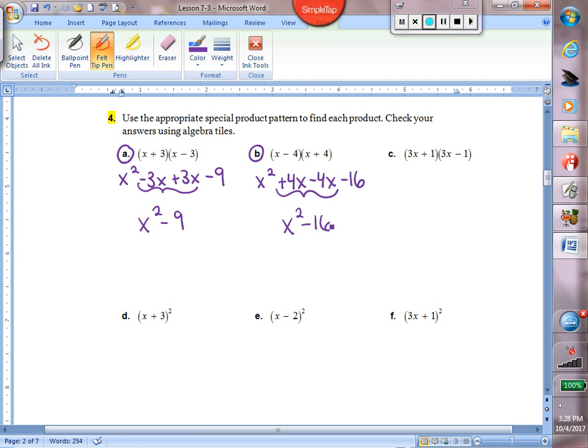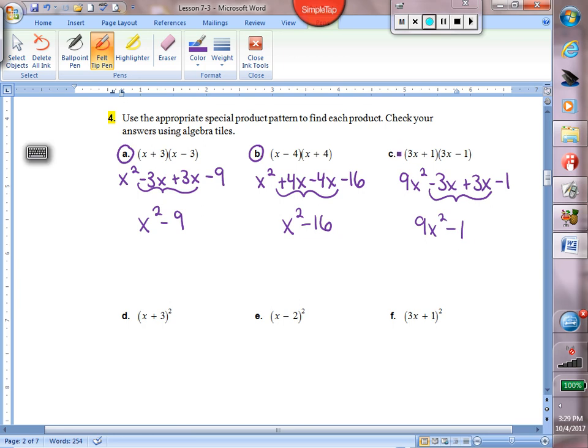Same thing for letter C. Go ahead and multiply those two binomials using whichever of the three methods you liked. No matter which method you used, you should have gotten 9x squared minus 3x plus 3x minus 1. And again, the negative 3x and positive 3x can be in either order. When I combine those like terms, I end up with a 0. So I'm left with 9x squared minus 1.